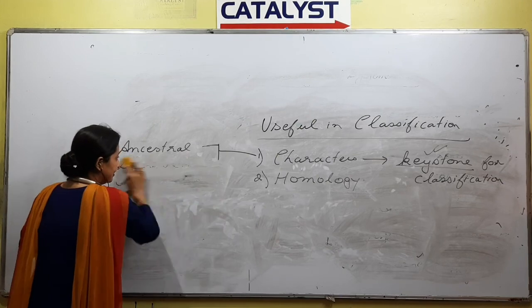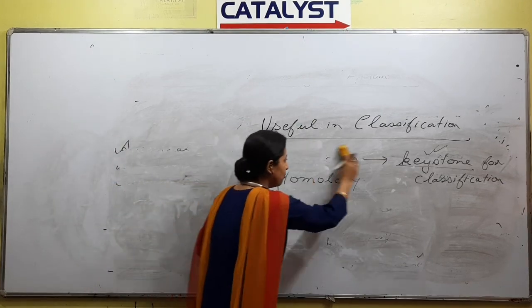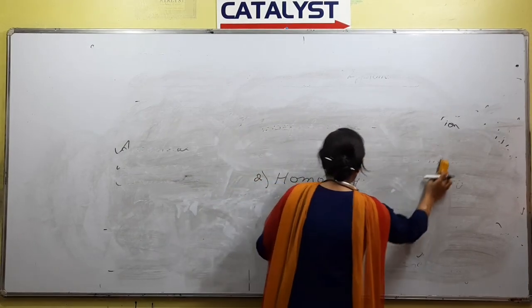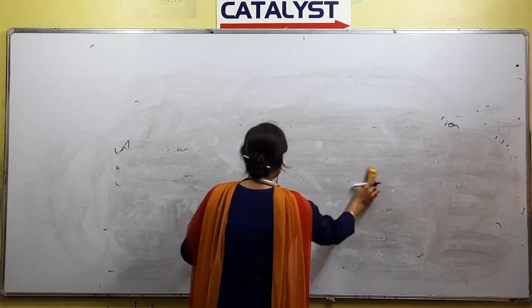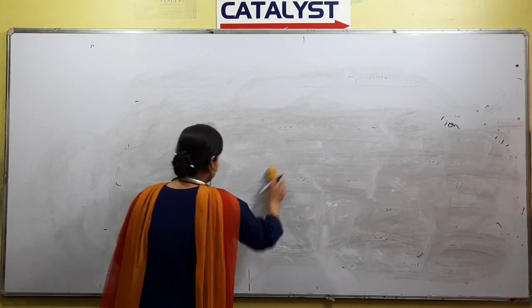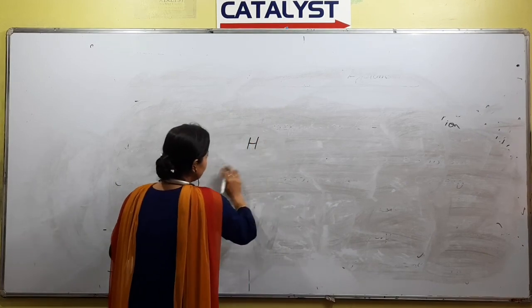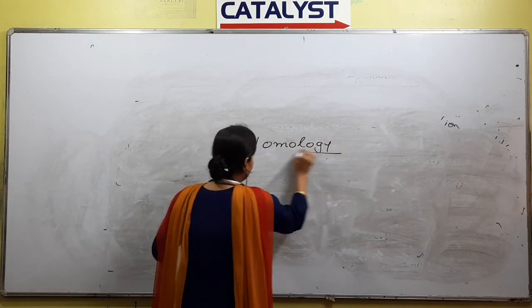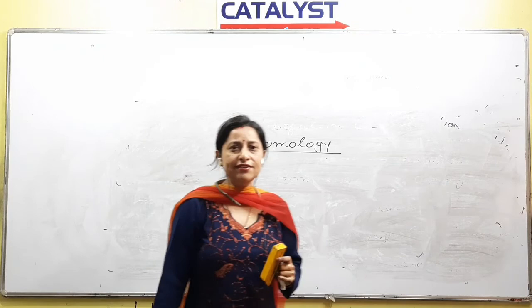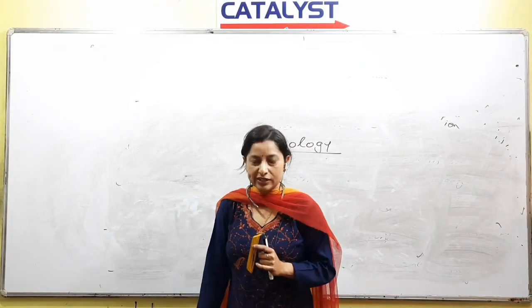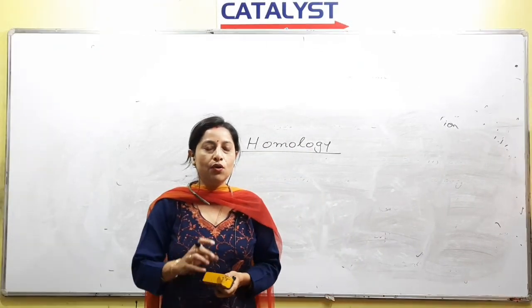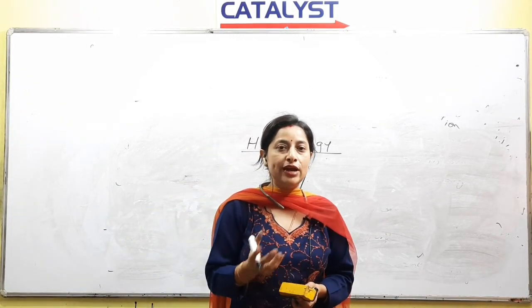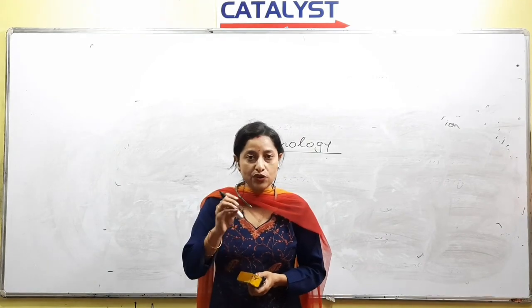Next is something called homology, which also helps in classification. To classify any organism or study it, homology helps us. Have you heard about the words homology and analogy? Homologous organs, analogous organs, you have heard of these. Homologous organs are those that show homology, and analogous organs are those that show analogy. Now what is the difference between homology and analogy?